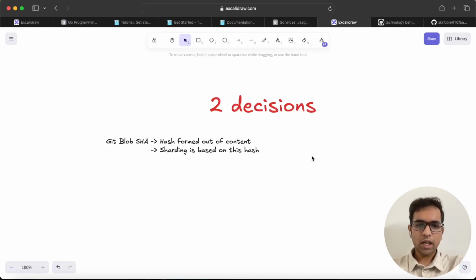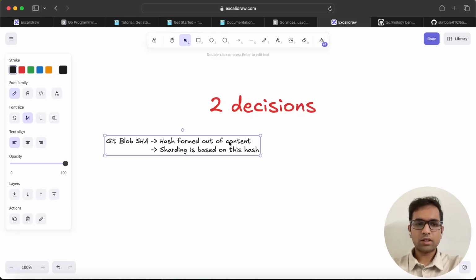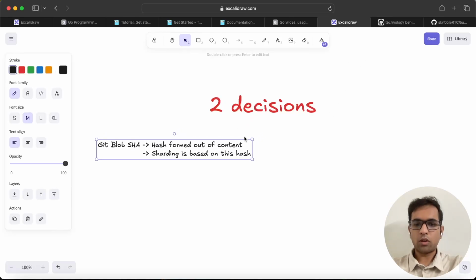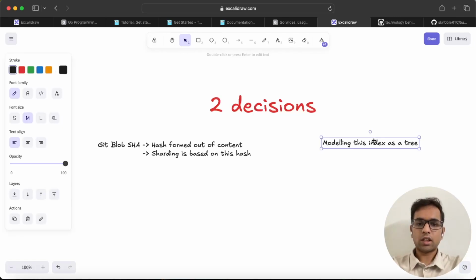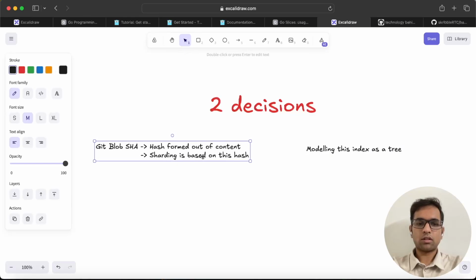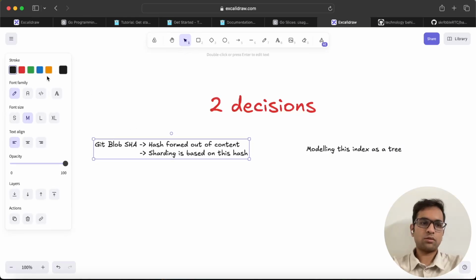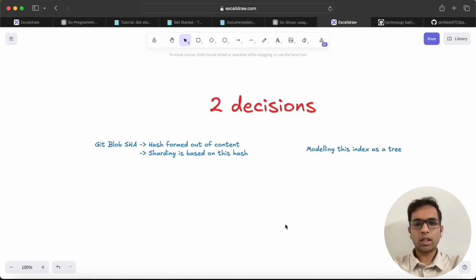So this is one thing. Another thing GitHub does is that it indexes this git blob SHA in the form of a tree, right? So why a tree? Modeling this index as a tree was another decision that was made. So why do we need to index this as a tree?